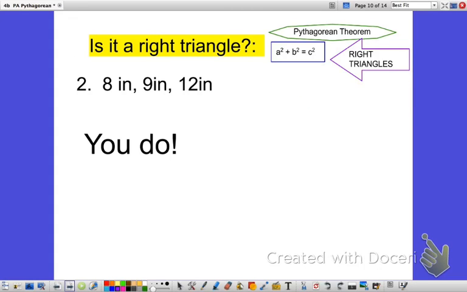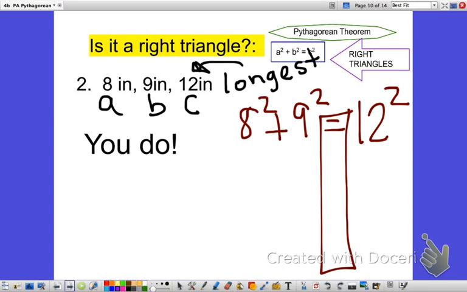Now pause the video and you try this one. Is this a right triangle? Okay, check over how you did. You would have 8 squared plus 9 squared equals 12 squared. And the reason we picked 12 to be the hypotenuse is because it is the longest side.